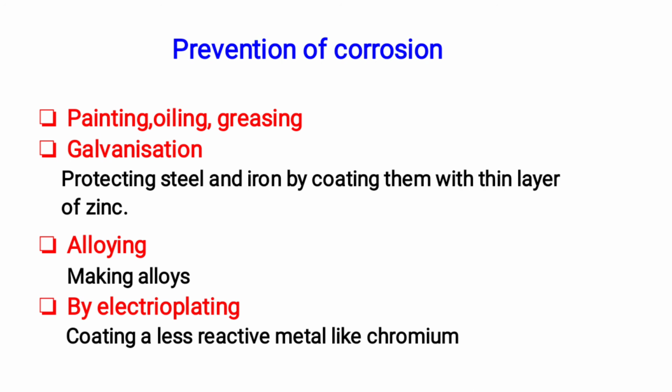Next method for the prevention of corrosion is electroplating. That is, coating a less reactive metal like chromium.